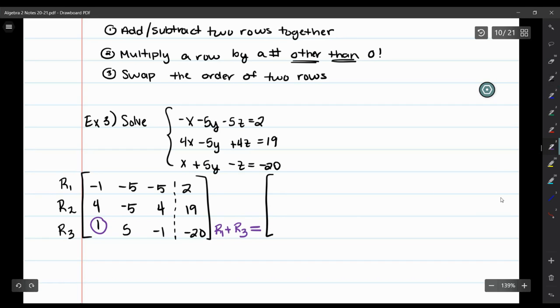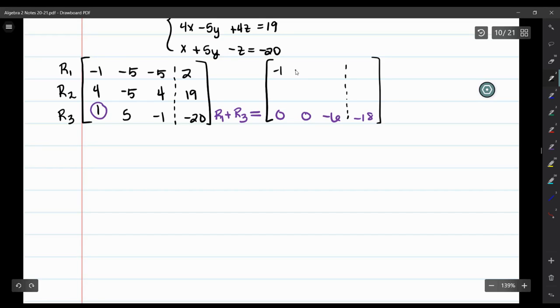So here's what we get. If we add row 1 and row 3, we're going to add negative 1 and 1, and we're going to get 0. Then we're going to add negative 5 and 5, and we're also going to get 0. Look at that. I actually got 2 zeros for the price of 1. And then we're going to do negative 5 plus negative 1, which will give us a negative 6. And then you also have to add the equal signs too. So 2 plus negative 20, which equals negative 18. Now, the other 2 rows don't change. We didn't mess with those. So let's rewrite them. Negative 1, negative 5, 2, 4, negative 5, 4, 19.